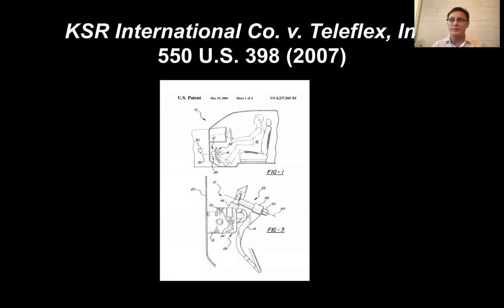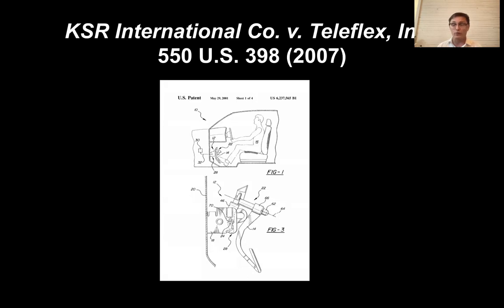Teleflex and KSR are both in the business of making automobile pedals, and Teleflex has a patent over an automobile pedal design that combines an adjustable pedal and an electronic sensor. It is called the adjustable pedal assembly with electronic throttle control. Both adjustable pedal assemblies and electronic throttle control were known in the field of automobile pedal manufacturing, but they hadn't been previously combined together. So there's prior art patents reading on both elements of this patent claim, but no previous prior art had combined those elements into one patent.